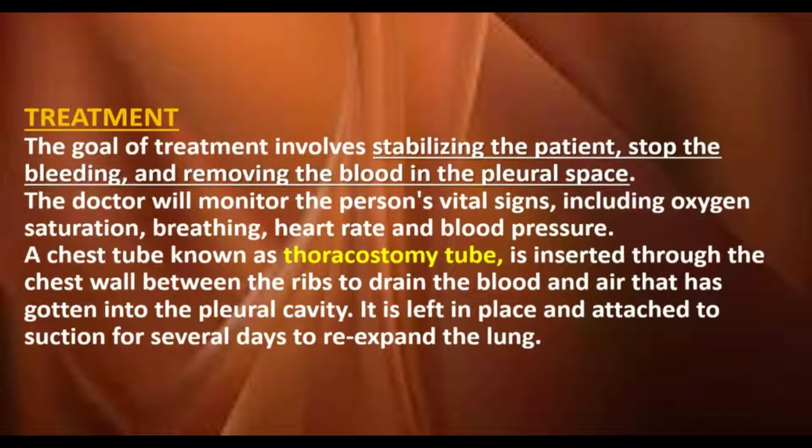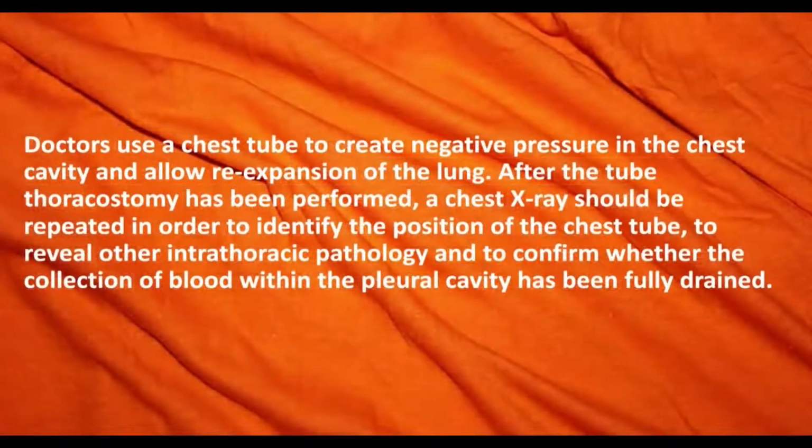Treatment: the goal of treatment involves stabilizing the patient, stopping the bleeding, and removing the blood in the pleural space. The doctor will monitor the person's vital signs including oxygen saturation, breathing, heart rate, and blood pressure. A chest tube known as thoracostomy tube is inserted through the chest wall between the ribs to drain the blood and air that has gotten into the pleural cavity.